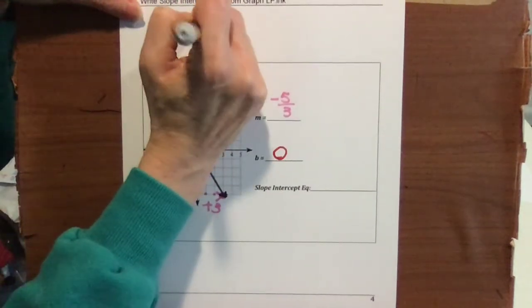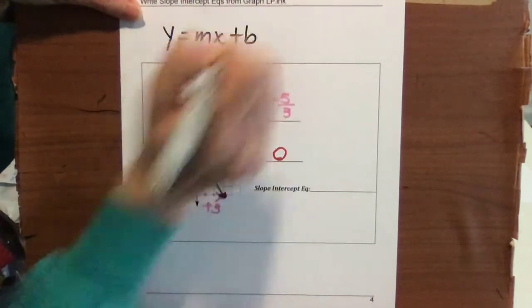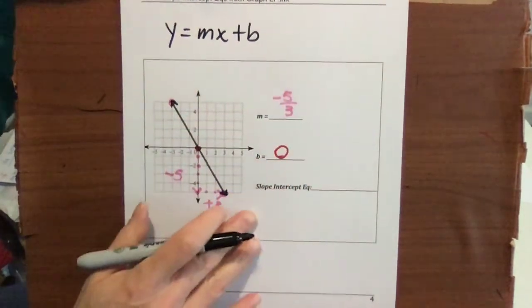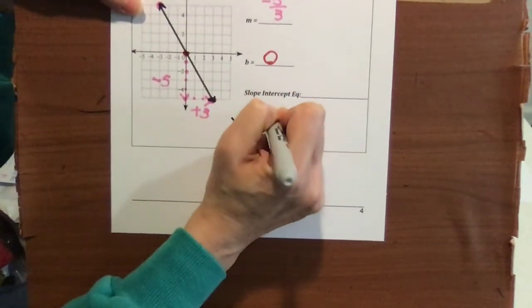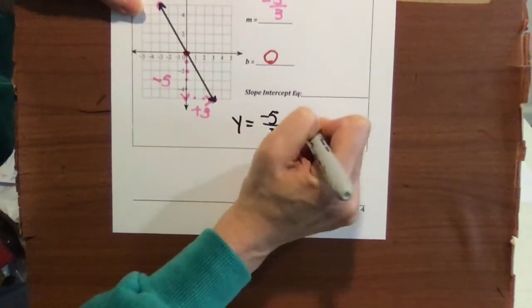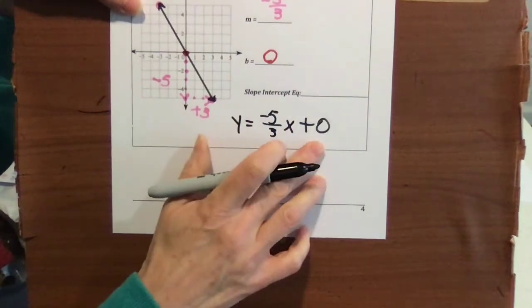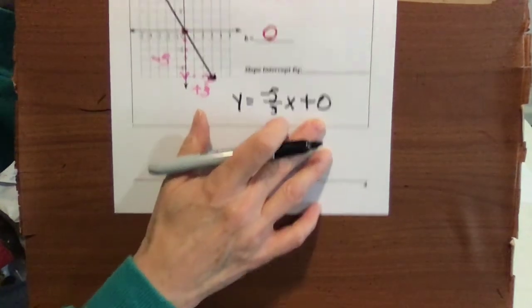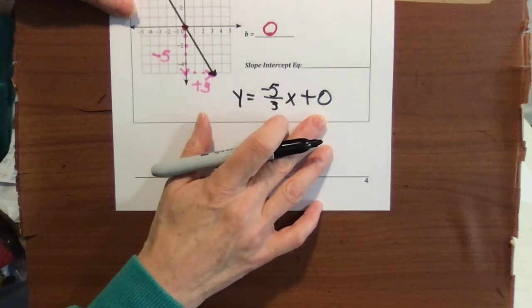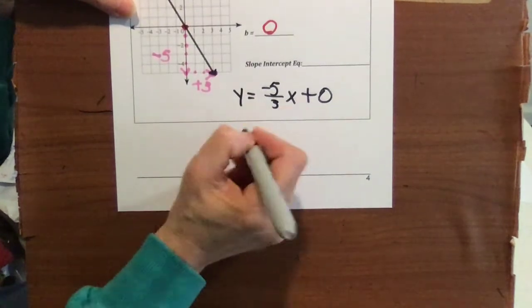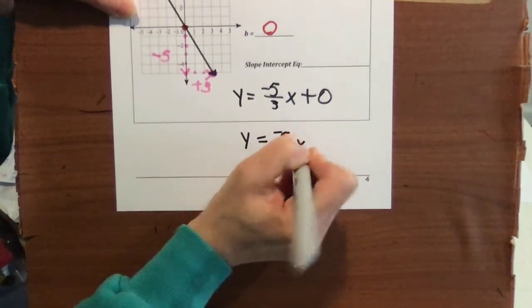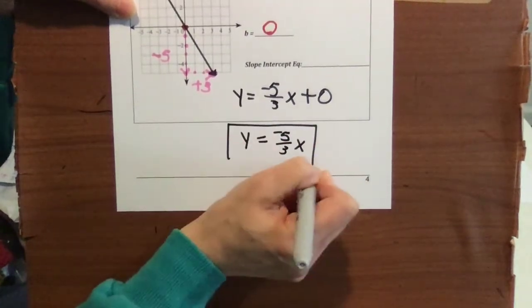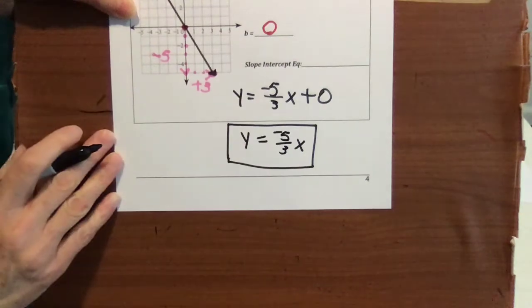Slope-intercept form again is y equals mx plus b. We're going to plug in our m and our b. So I'm going to write this out here. So y equals -5/3 x plus 0. Now we don't keep plus 0 in any equation. We're a lot more grown up than that. We ditched that around 3rd grade. So we're going to rewrite it and just say y equals -5/3 x. And that is our slope-intercept equation for this graph.